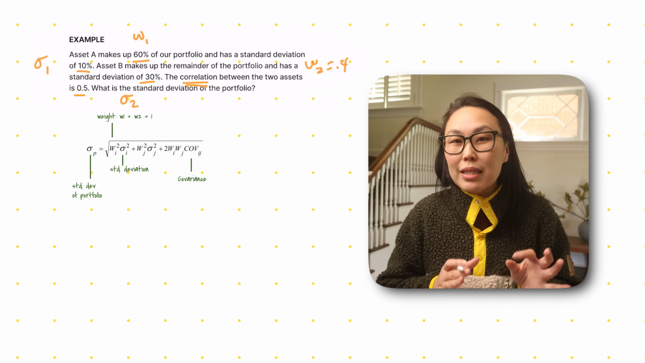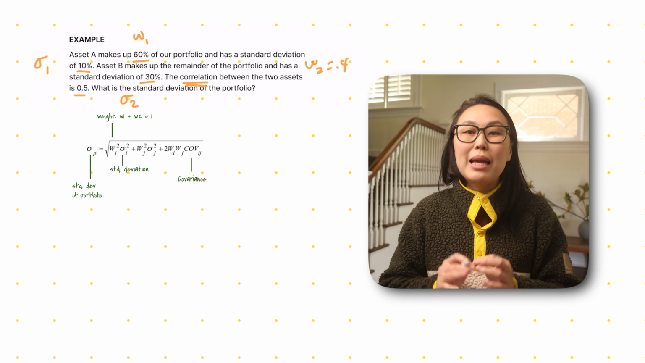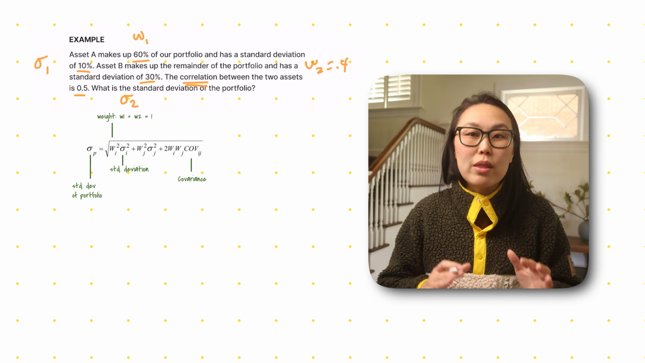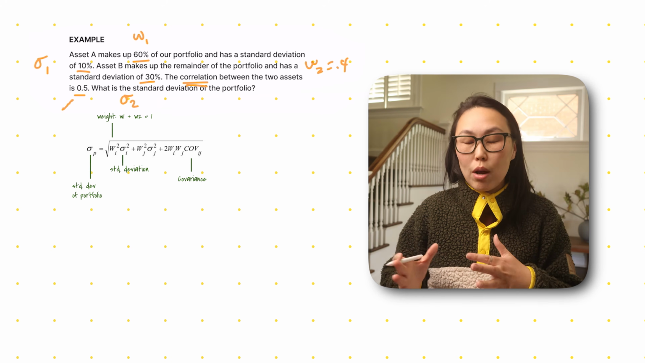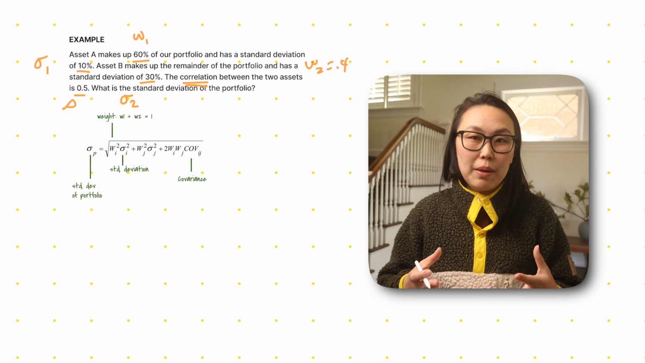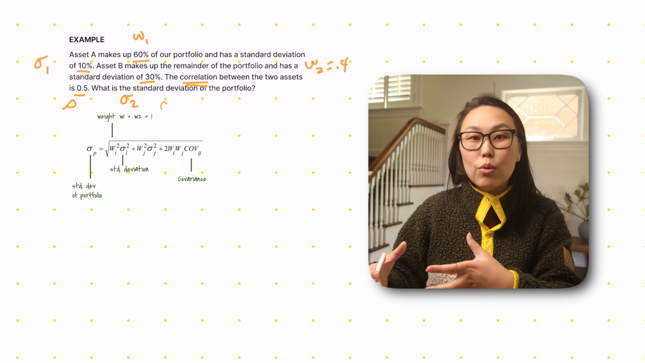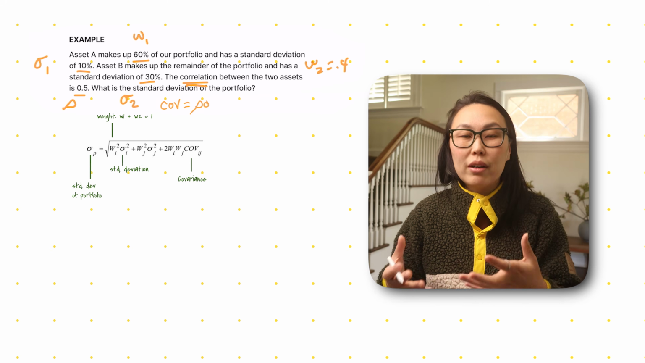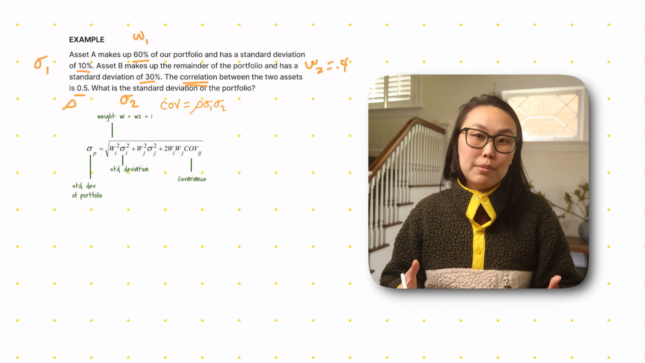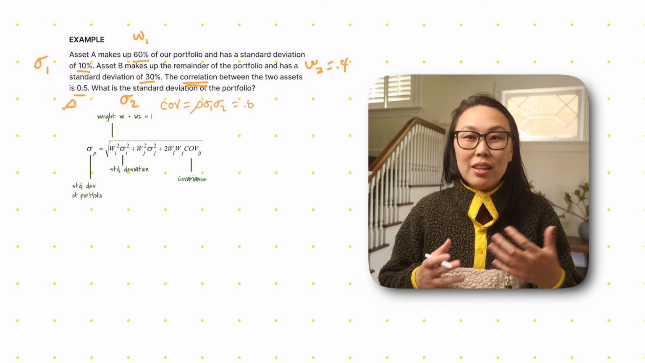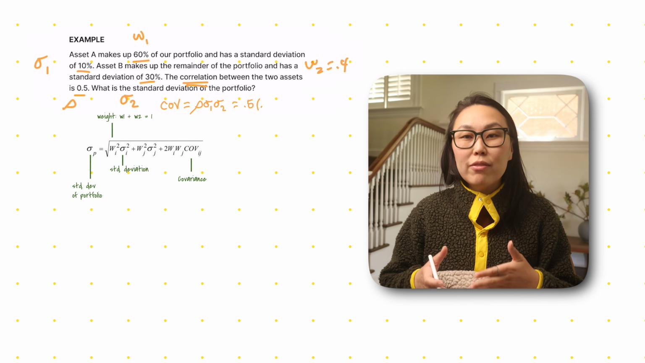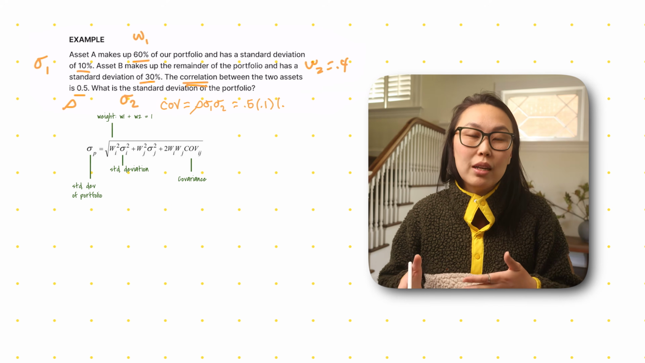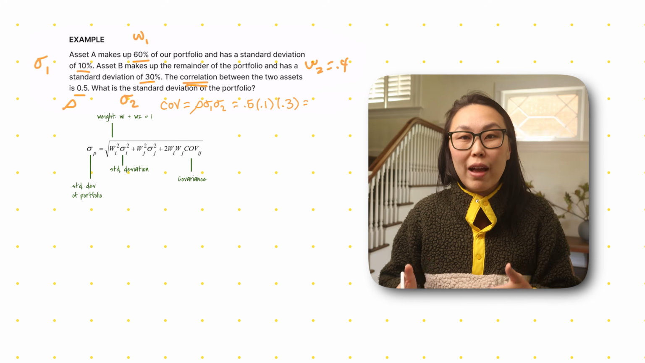Now, when you see problems like this on the exam, pay super close attention to whether the question gives you correlation, rho, or covariance, COV. When you're given correlation, well, you're going to have to do a two-step problem because you're going to need to calculate covariance first. So let's do that here. Going back to the previous equation, covariance equals 0.5 times 0.1 times 0.3, or 0.015.